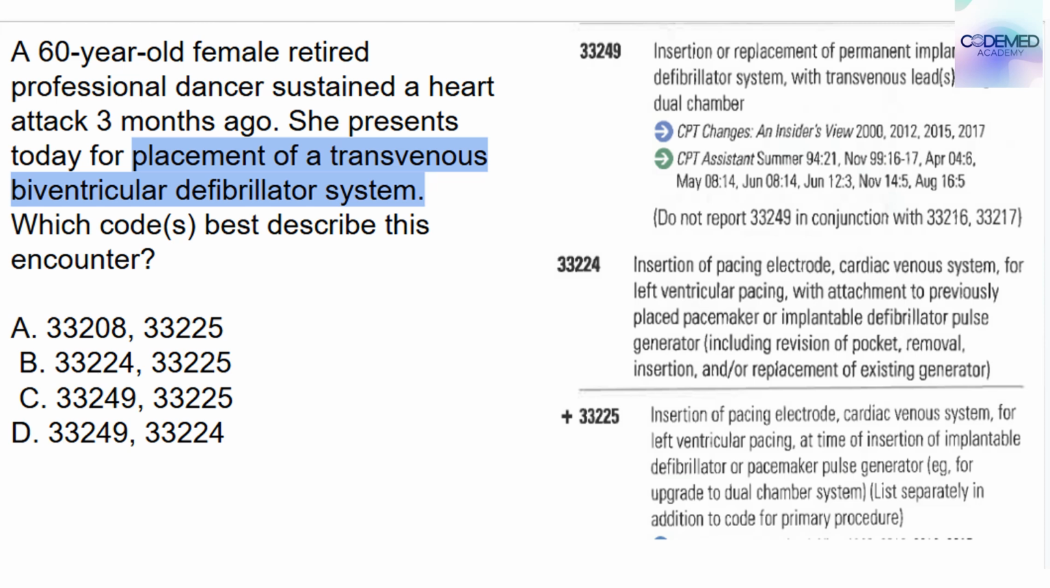A 60-year-old female retired professional dancer sustained a heart attack 3 months ago. She presents today for the placement of the transvenous biventricular defibrillator system. Which code best describes this encounter?